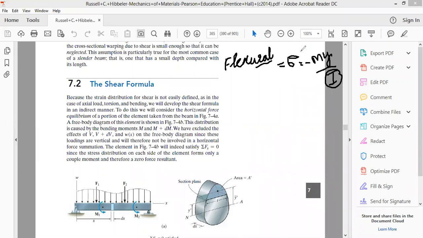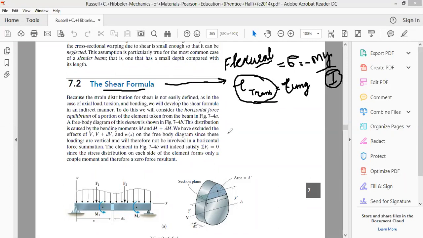Now, the shear formula is used for the calculation of the shear stresses generated in the beams, that is, this transverse shear, as well as the longitudinal shear, because we discussed in the previous class that transverse shear is equal to the longitudinal shear through a property we called the complementary property of shear stress, that the longitudinal shear stress is equal to the transverse shear stress. So the shear formula is a very, very important formula. This formula will help us in the calculation of this transverse shear stress in the beams.